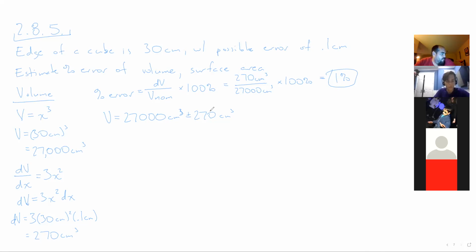I'm not sure if any of you have ever taken an electrical engineering lab, but if you work with resistors, a resistor might say it is 1,000 ohms, but when you measure it, it's almost never exactly 1,000 ohms because they're manufactured with some kind of error in them, which is okay. Same kind of thing here.